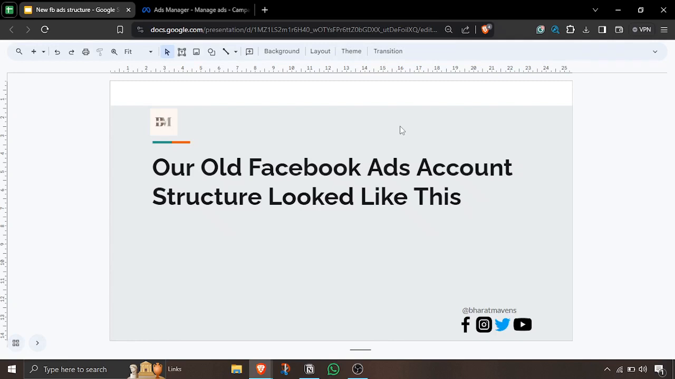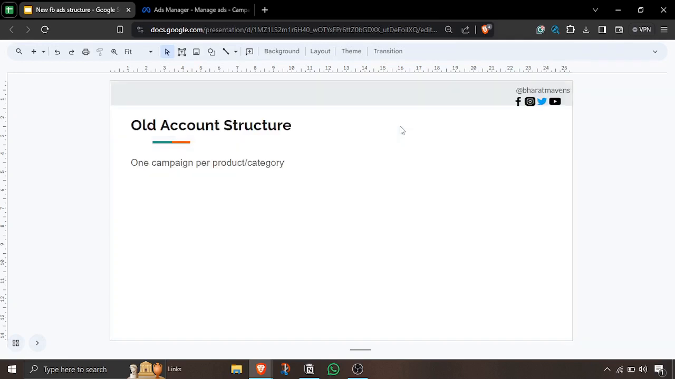Our old Facebook ads account structure looked like this. One campaign per product or category, multiple ad sets, and each ad set had roughly 3 to 5 ads. But for scaling, what was the situation? It was to use Advantage Plus with lowest cost. That was the general trend about account structure which we tried to have. But we started to find flaws in it, and it was not robust for multiple accounts. We started to find some errors.